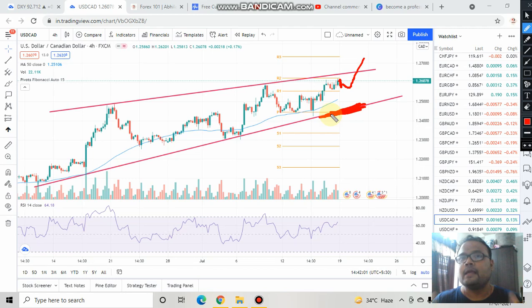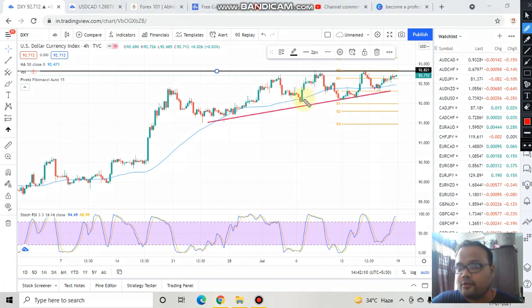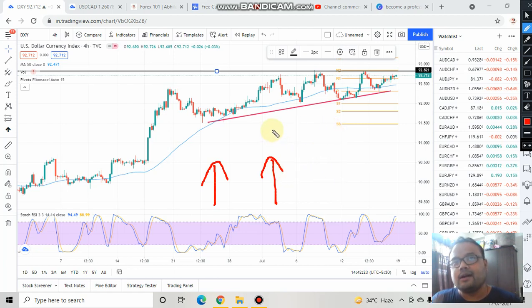Hopefully you have understood. Lastly, I would like to show you the chart of the US dollar. As we all know, the chart of the US dollar is extremely important for the forex market, and whenever the dollar goes up, currency pairs like USD CAD and USD CHF also go up. On the other hand, when USD goes up, currency pairs like EUR USD and GBP USD see selling pressure.